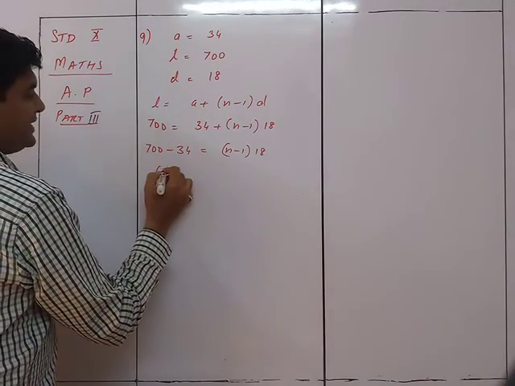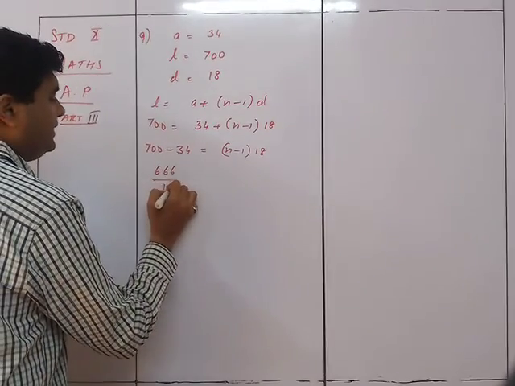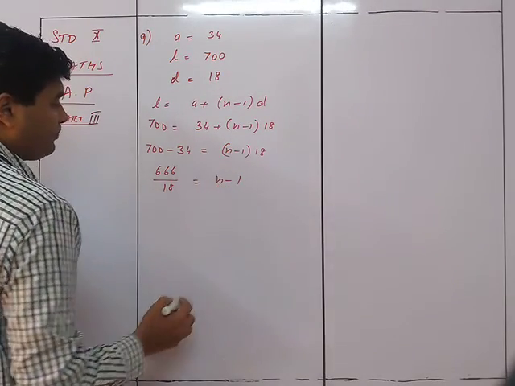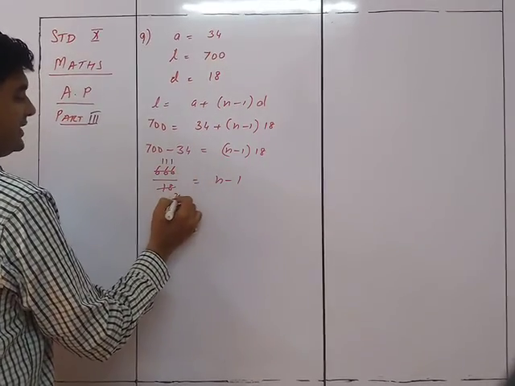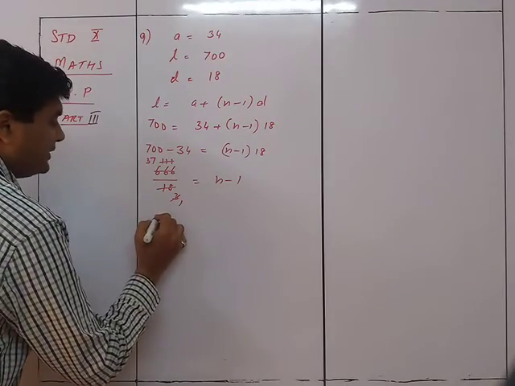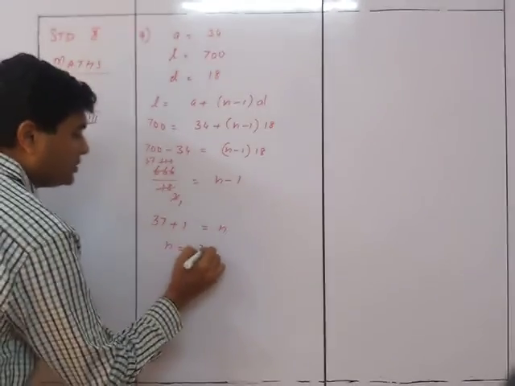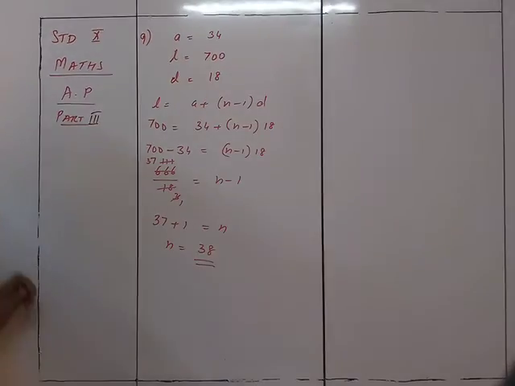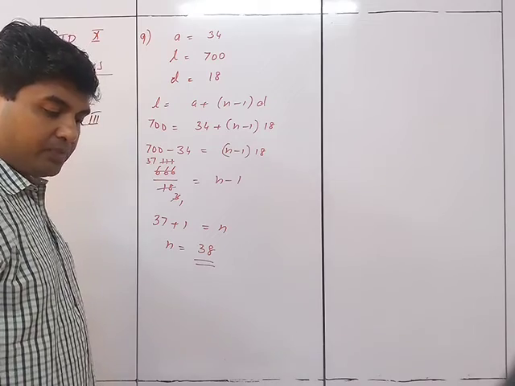So that gives me 666. 666 upon 18 is equal to N minus 1. 6 3s are 18, 3 1s are 3, 3 3s are 9, that gives 37. So 37 plus 1 is equal to N. So N is equal to 38. That's the number of terms. So the number of terms is 38.